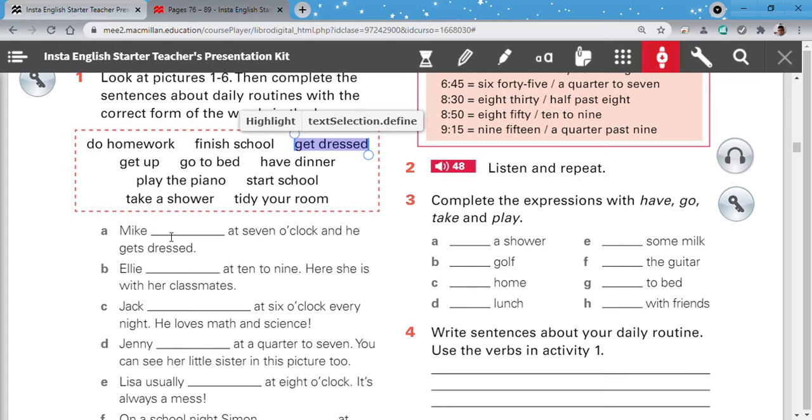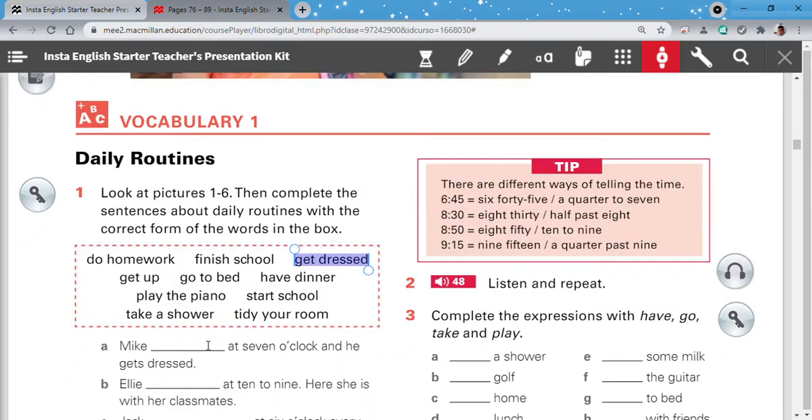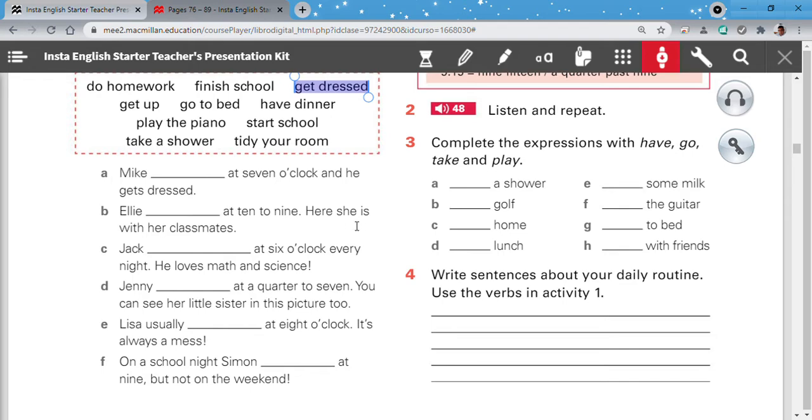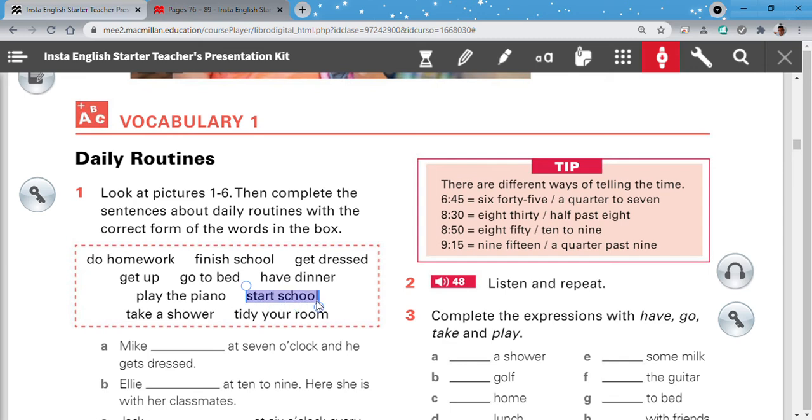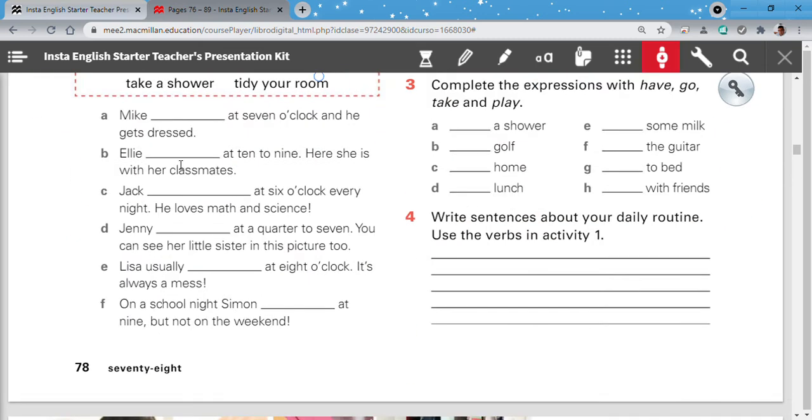Exactly. Mike gets up at 7 o'clock and he gets dressed. Ellie, letter B, at 10 to 9. Let me see. Here she's with her classmates. Exactly. Start school. Ellie starts school at 10 to 9. Here she is with her friends. Starts.